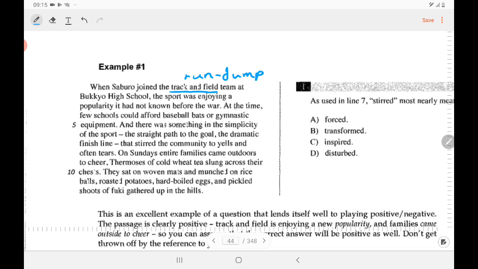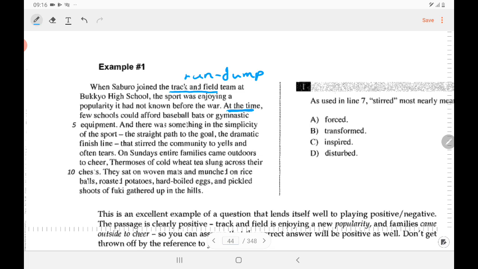At the time, give special attention to transitions and punctuation marks. At the time, few schools could afford baseball bats or gymnastic equipment. So he's making a contrast between the first sentence and the second. Track and field was growing, prospering, and gaining more popularity. On the other hand, other sports like baseball and gymnastics were declining. And there was something in the simplicity of the sport.